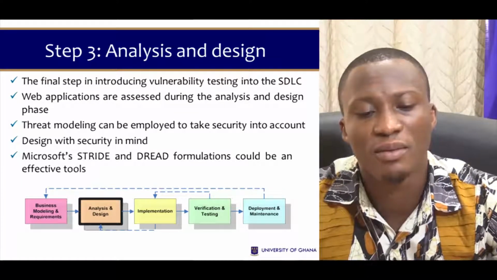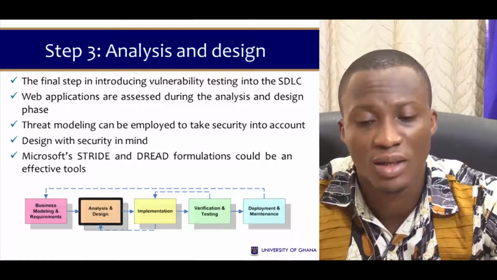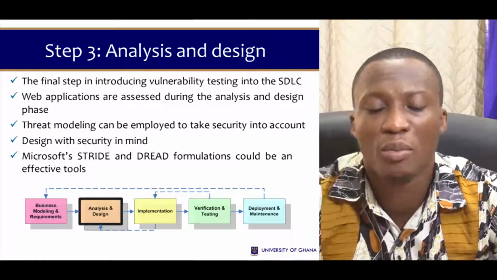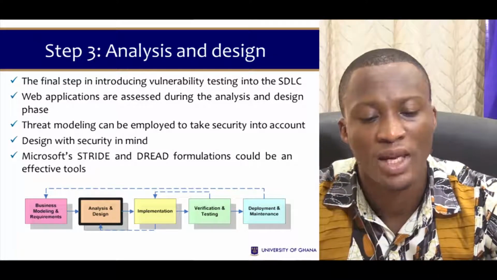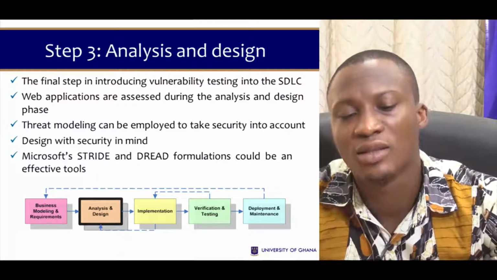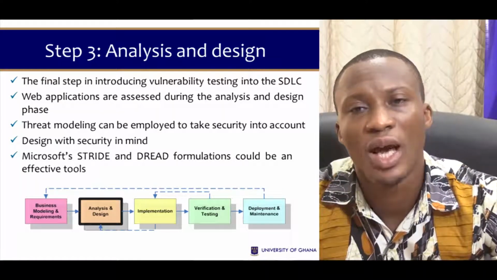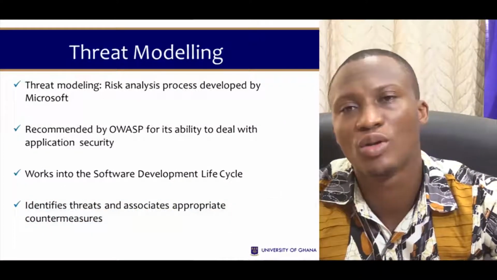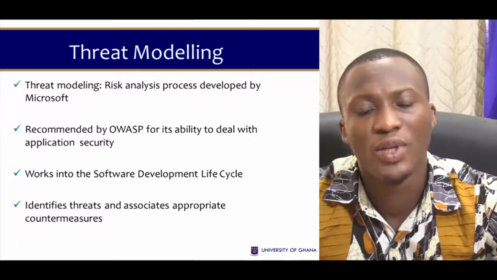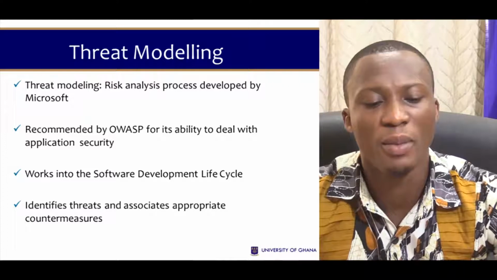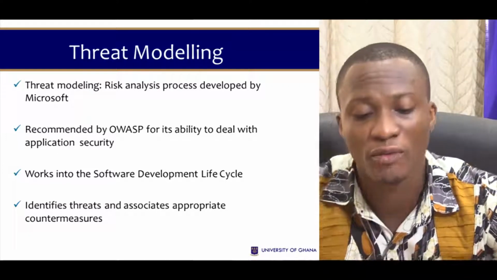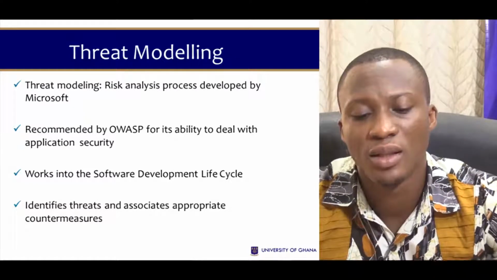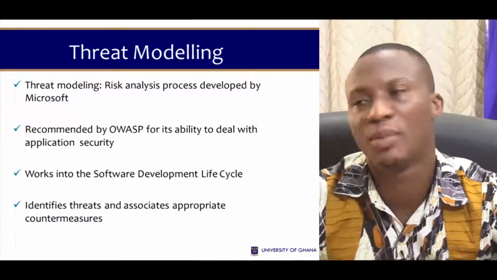So here, the final stage is introducing vulnerability testing in the software development lifecycle. Now, threat modeling can be employed to take security into account. And here, Microsoft's STRIDE and DREAD formulations could be an effective tool. We'll look at those in detail soon. Now, threat modeling. The risk analysis process has been developed by Microsoft. And OWASP, as we saw in our earlier sessions, recommended this for its ability to deal with application security.